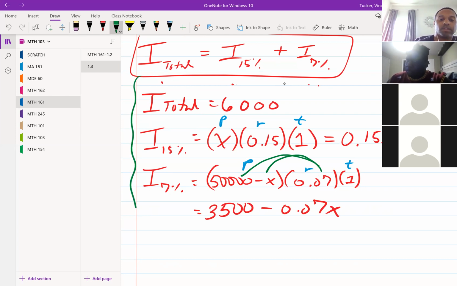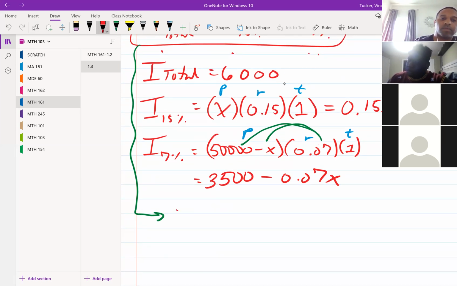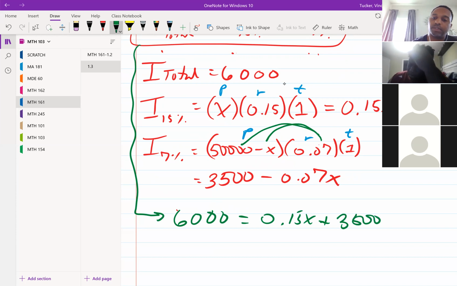So now I'm going to take this relationship and create my equation. 6,000 equal to 0.15x plus 3,500 minus 0.07x. All right, so that is our equation, and now we can solve that. Questions before we look to do so.